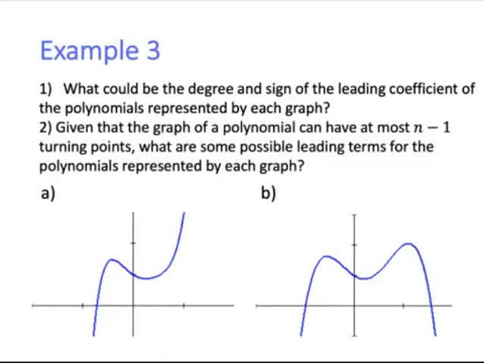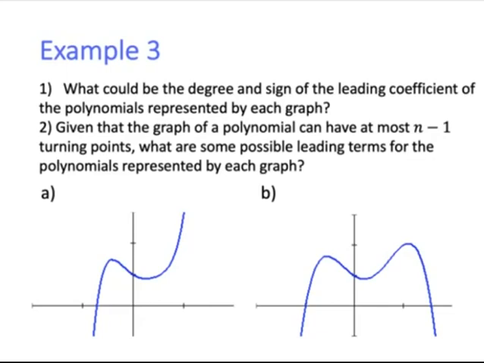Let's look at example 3. What could be the degree and sign of the leading coefficient of the polynomials represented by each graph? That's our first question. Second question is, given that the graph of a polynomial can have at most n minus 1 turning points, what are some possible leading terms for the polynomials represented by each graph?